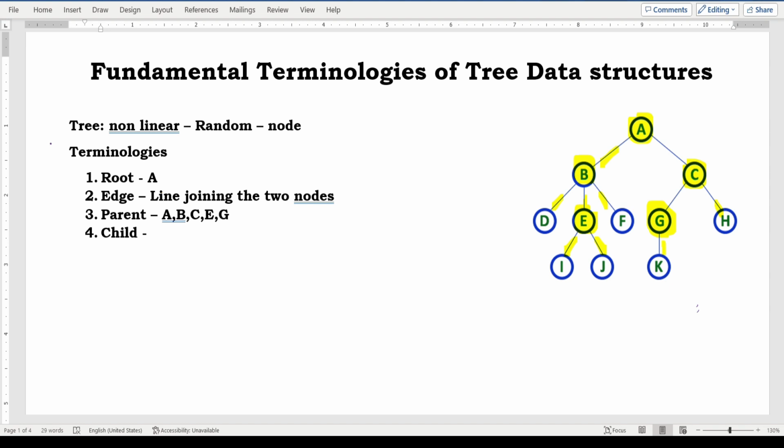Okay. So here in the tree, all the nodes except the root are called children. So except A, all the nodes are children.